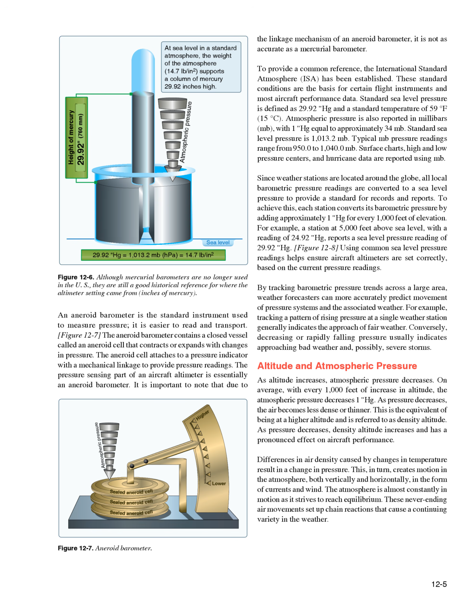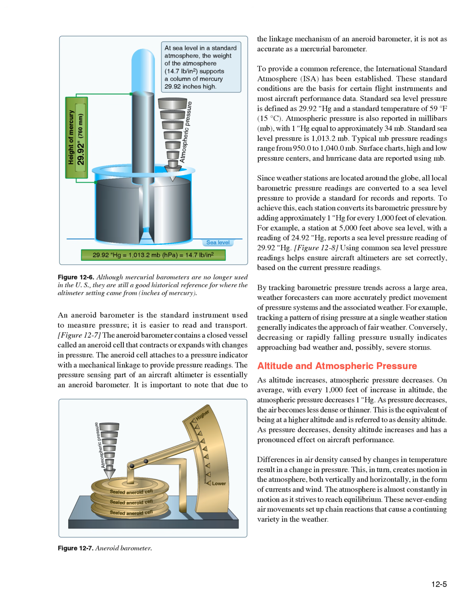Altitude and atmospheric pressure. As altitude increases, atmospheric pressure decreases. On average, with every 1,000 feet of increase in altitude, the atmospheric pressure decreases 1 Hg. As pressure decreases, the air becomes less dense or thinner. This is the equivalent of being at a higher altitude and is referred to as density altitude. As pressure decreases, density altitude increases and has a pronounced effect on aircraft performance.